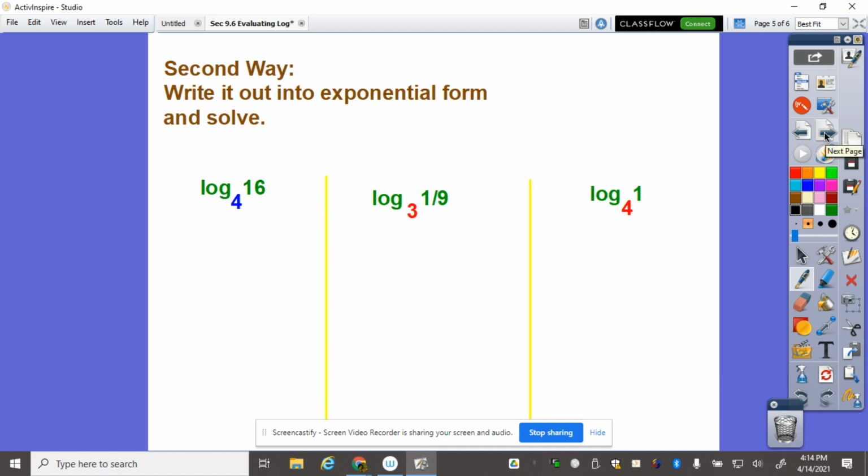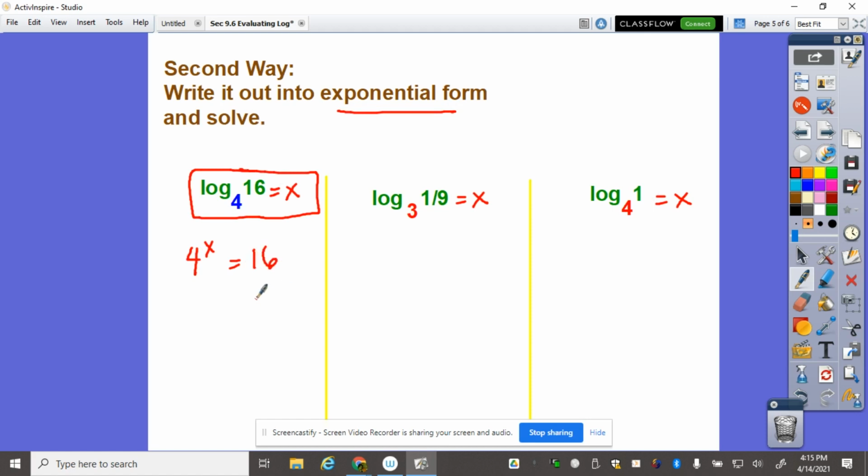Another way of doing this one is writing it out in exponential form and solving it using an exponential equation. Here, what we do is we set it equal to x. You will convert this one into exponential form, which is 4 to the x is equal to 16. Now we have to write them down so that their base can be the same. 4 to the x, we write 16 as 4 squared. Since their bases are the same now, this can be cancelled, so therefore x equals 2.